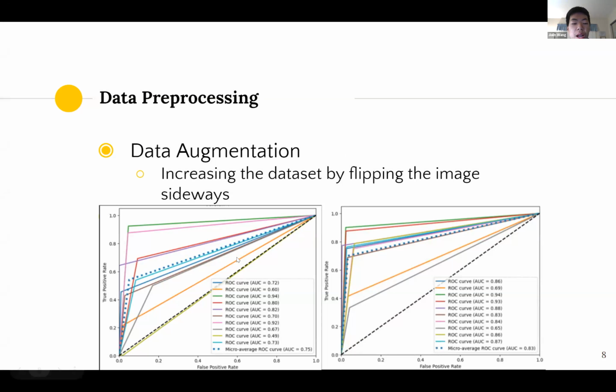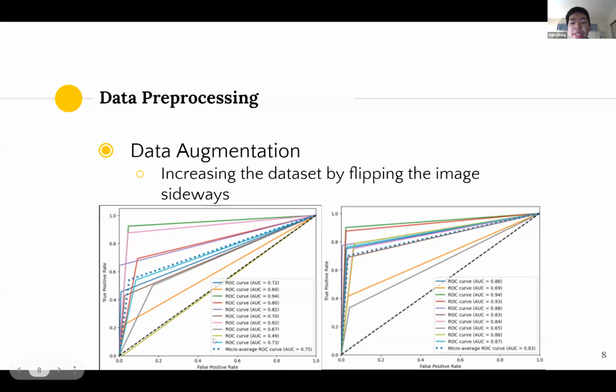For example, here are the ROC curves before and after the data augmentation. On the left is before, on the right is after. The ROC curve is a way to evaluate the performance of a model. The vertical axis here is the true positive rate, and long story short, it's a value we want to be as high as possible.